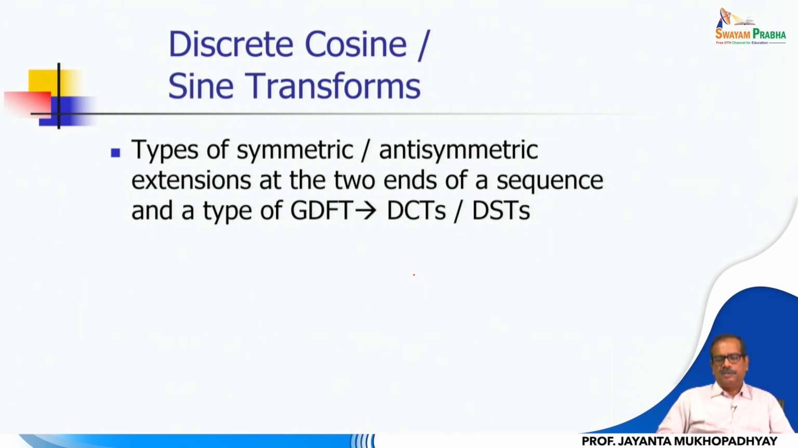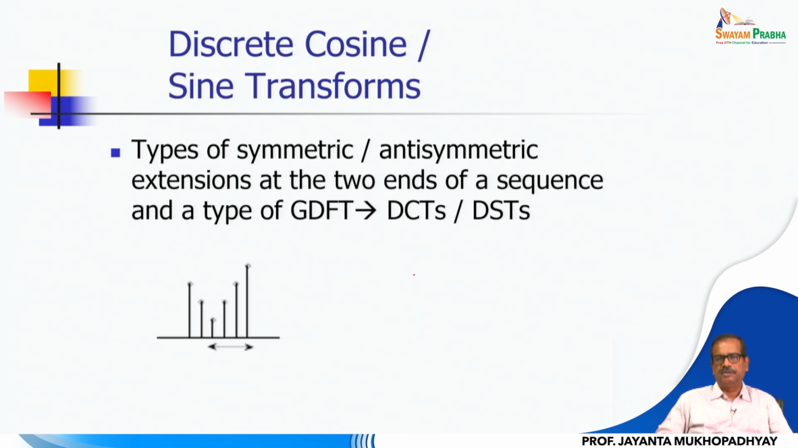So to further elaborate this part in a very brief way, as I mentioned, types of symmetric and antisymmetric extensions at two ends of a sequence, and then if you apply an appropriate generalized discrete Fourier transform, it will give you respective variations of discrete cosine transforms and discrete sine transforms.